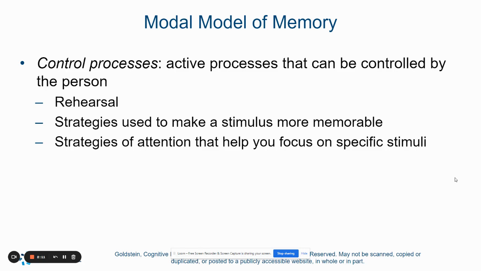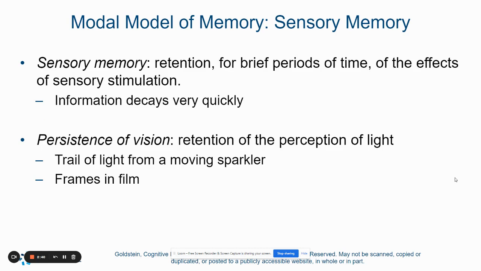Control processes are active processes that can be controlled by a person. So these are the things we can do ourselves. We can rehearse. We can come up with strategies that make information more memorable to us. Like we can decide, I want to use note cards to study something, or I want to come up with some type of mnemonic so that I remember the information. These different strategies can help us control and process the information, help us focus on it.